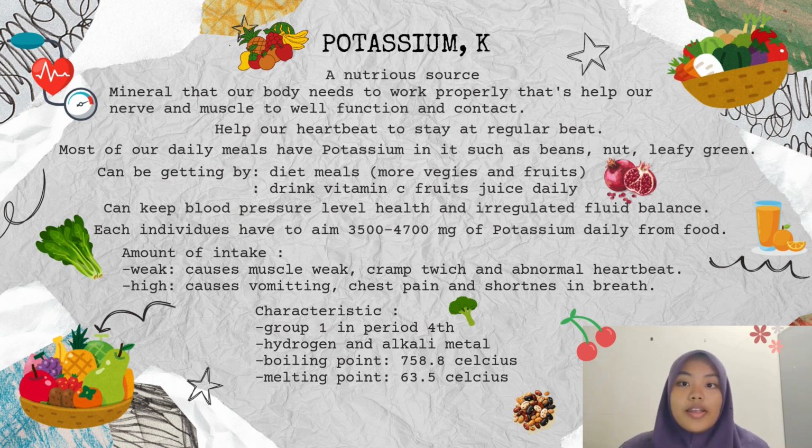We can get it by eating meals with more veggies and fruit, and drinking vitamin C fruit juice daily. It also keeps blood pressure level healthy and helps fluid balance. Each individual has to gain 3,500 to 4,700 milligrams of potassium daily.